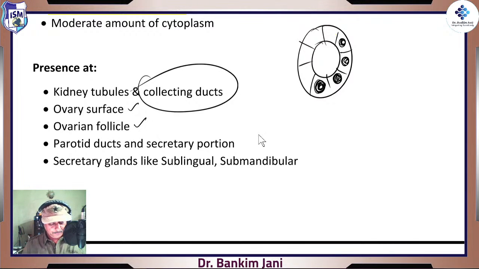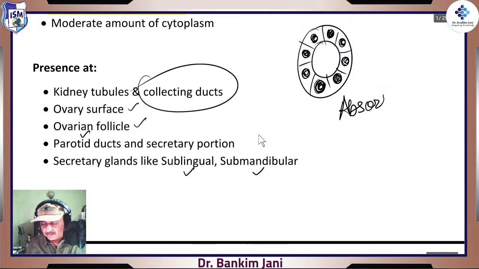There are three ducts: parotid, sublingual, and submandibular, all these ducts into their secretory portion. The point is that all salivary ducts, whether parotid, sublingual, or submandibular, will display these types of cells. And go back a few minutes when we said that they are for absorption and secretion.